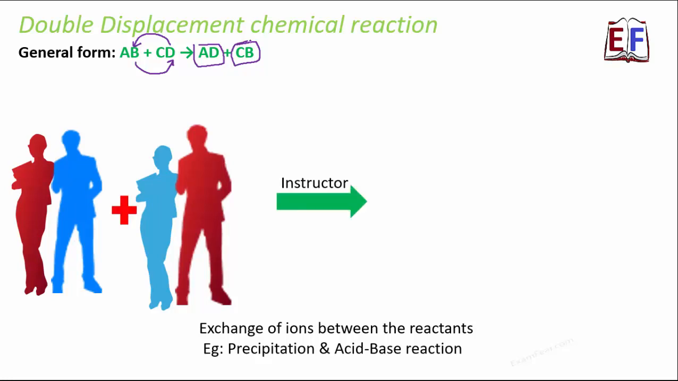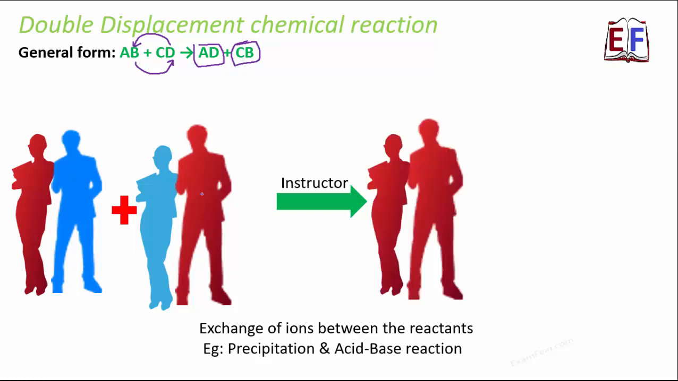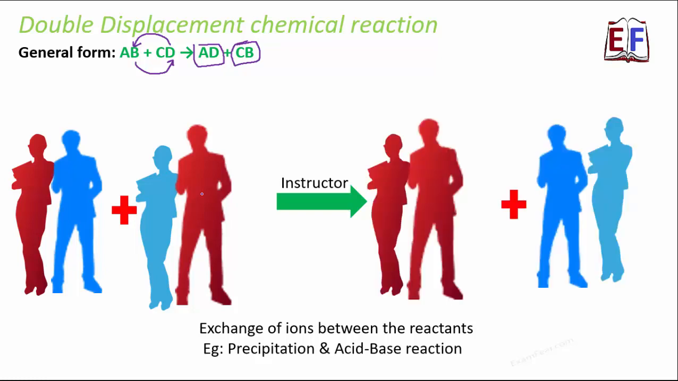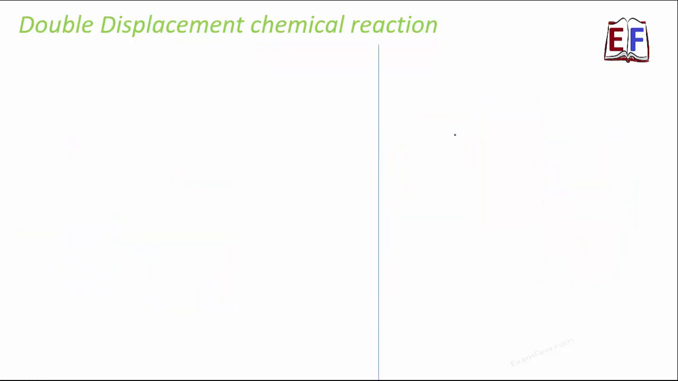You can consider this analogy. Let's say these are the dancing partners, like two sets of dance partners. Now what happens when they exchange their partners? The females are still the same, but the guys have been changed. So they have interchanged their positions. So that's double displacement.